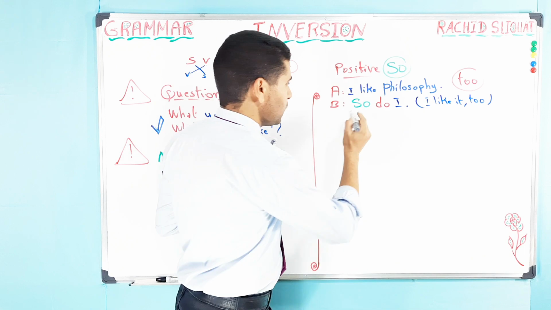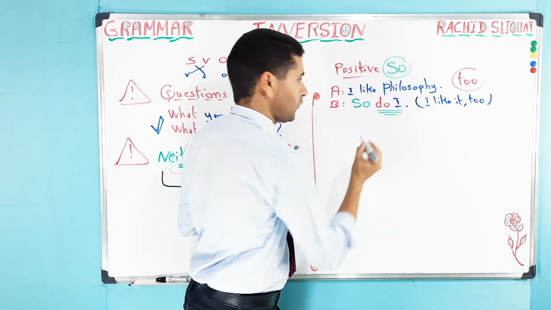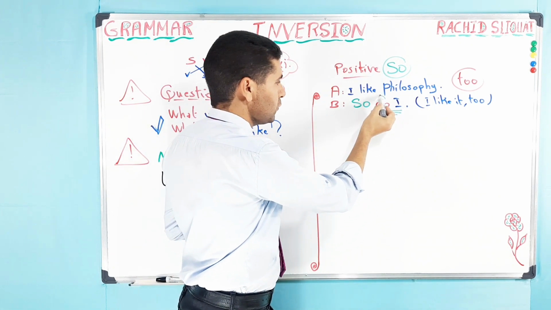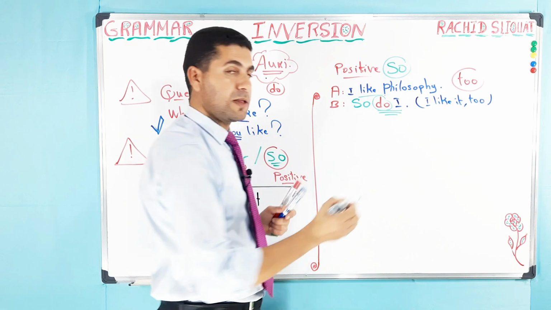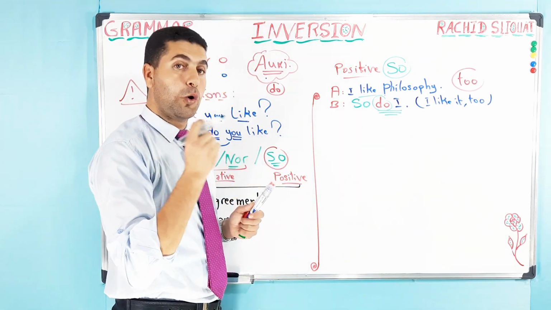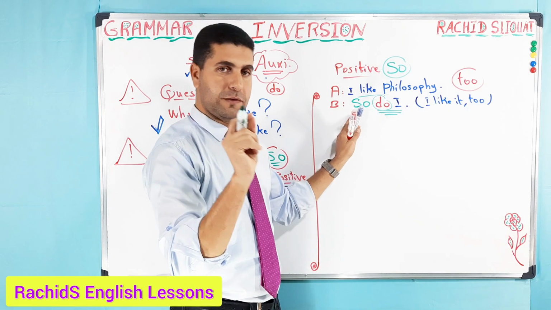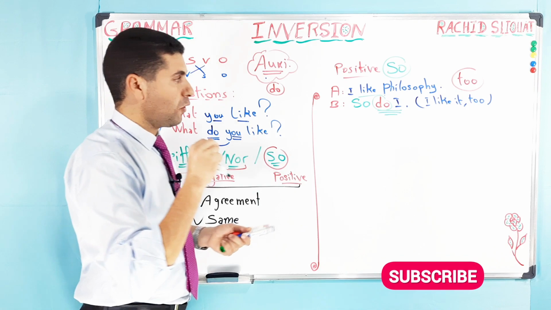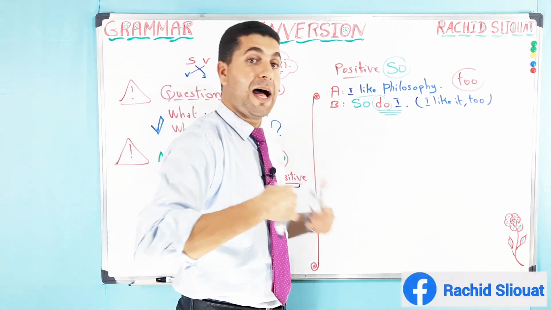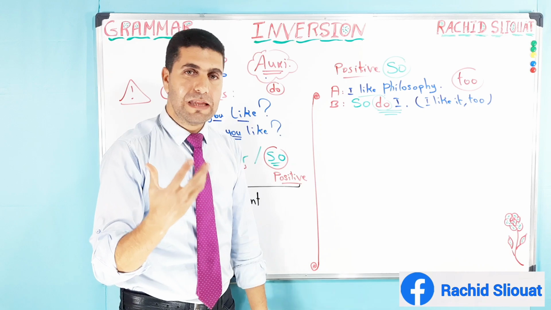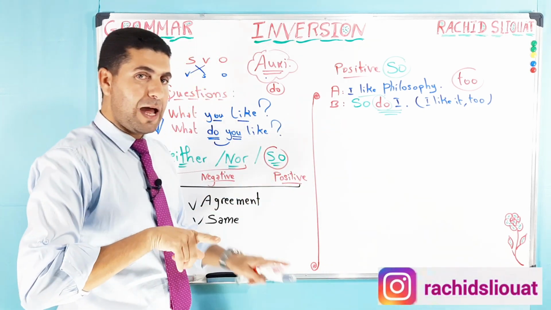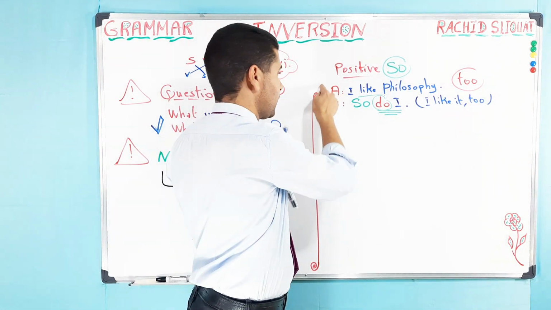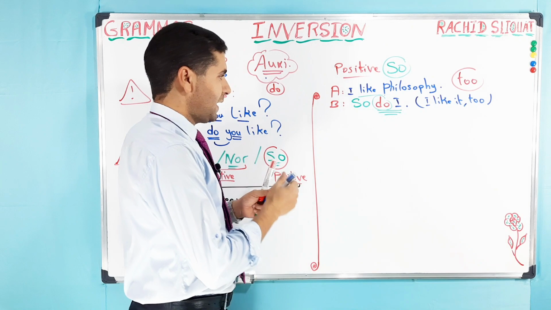So do I. As you can see here, we have inversion of do and I: do I. Why do we have do here? Very simply because the sentence is in present simple and the auxiliary verb of the present simple is do. So do I means I like it too. This is case number one, in which we have agreement and sameness in short answers in conversations.